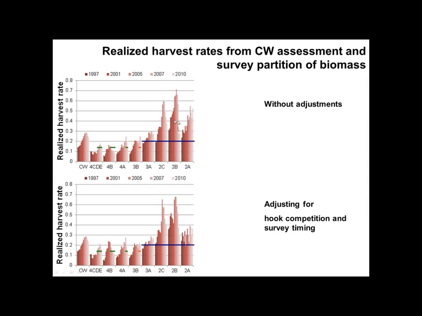Because these numbers get revised up every year. Things like this have been revised up every year, at least since 2004. We have two panels here: one without adjustments on the survey, and this one adjusting for hook competition and survey timing. So this is as far as I will discuss regarding area-specific departures. The focus of the presentation is on the coast-wide total.